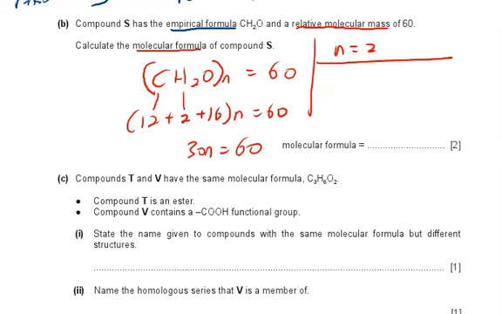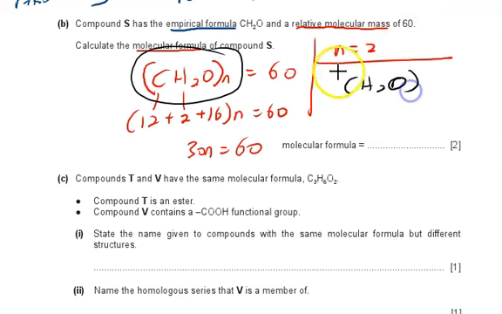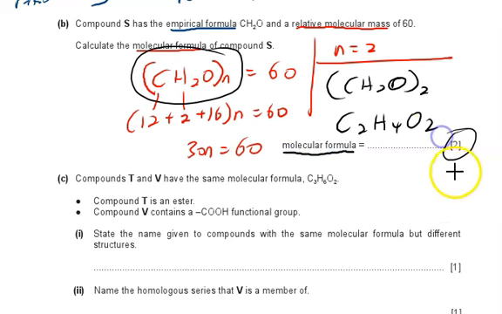So now just take this 2. So your formula here will be C2H4O2. Okay, this is the molecular formula. It's 2 marks.